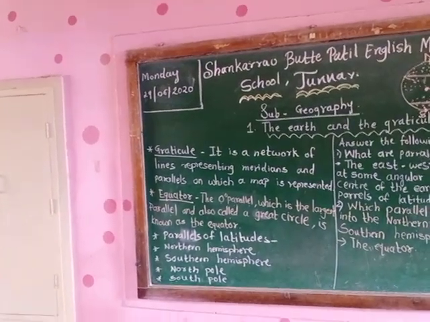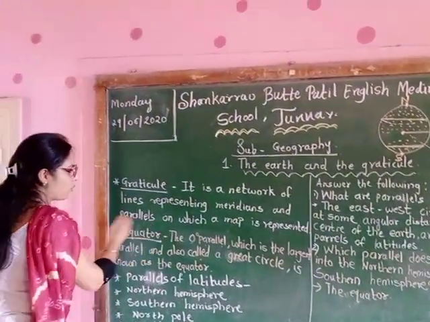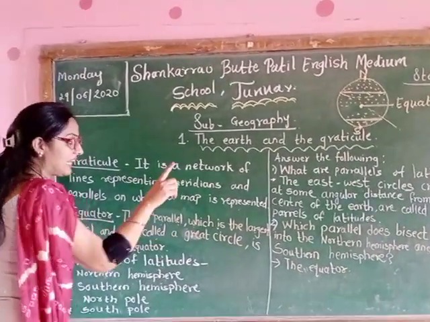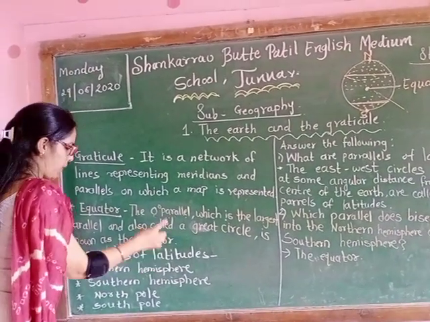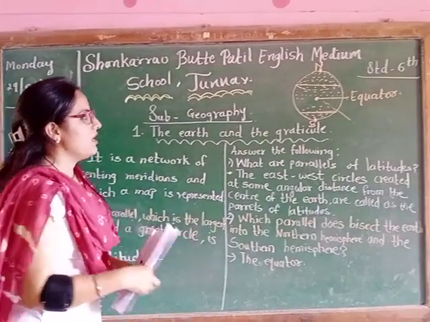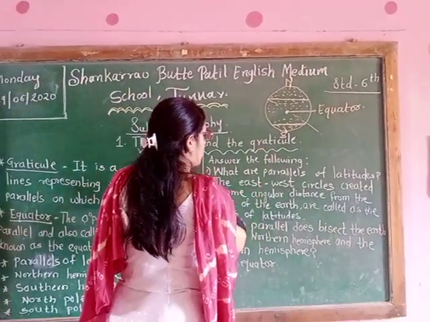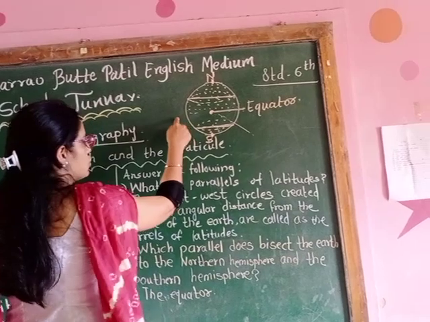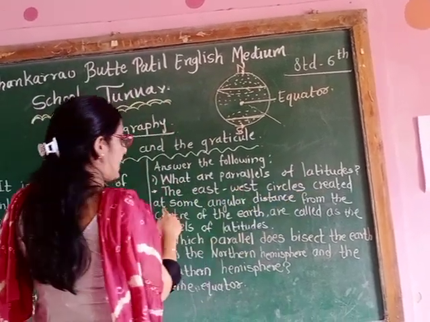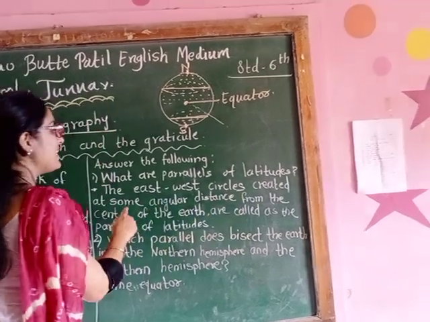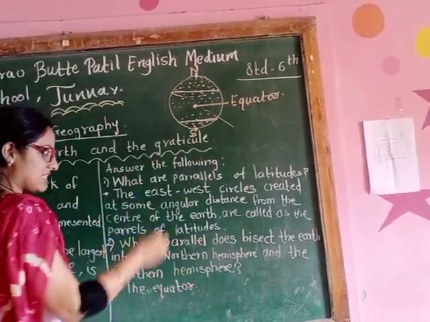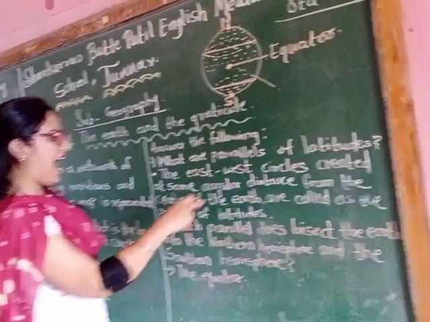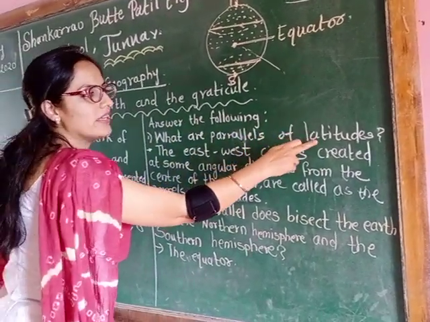Now I'll just repeat the definition, especially of the equator. The 0 degree parallel, which is the largest parallel and also called a great circle, is known as the equator. Now, the parallels of latitudes. Here I have written two questions. Answer the following. What are the parallels of latitudes? See now, this is your east, this is your west. The east-west circles created at some angular distance from the center of the earth are called the parallels of latitudes.